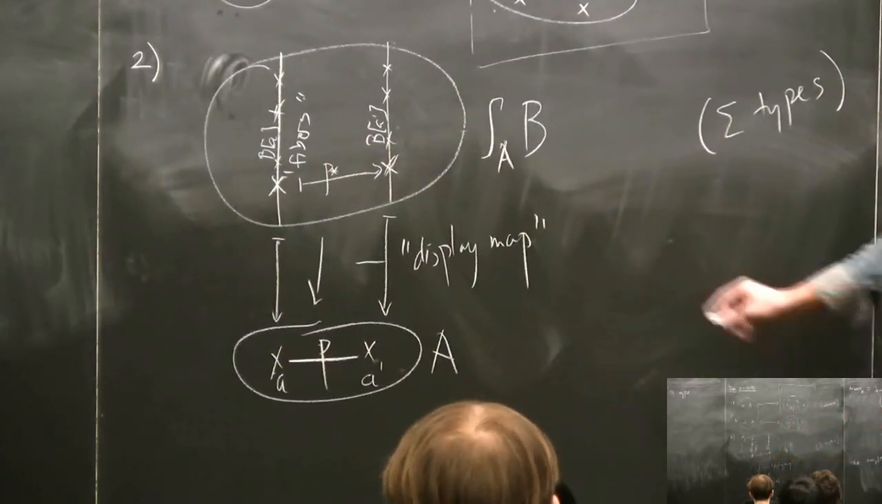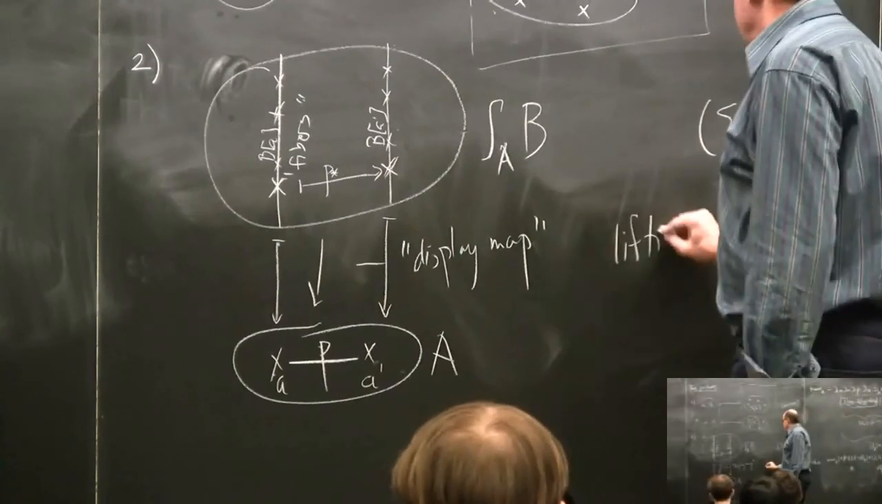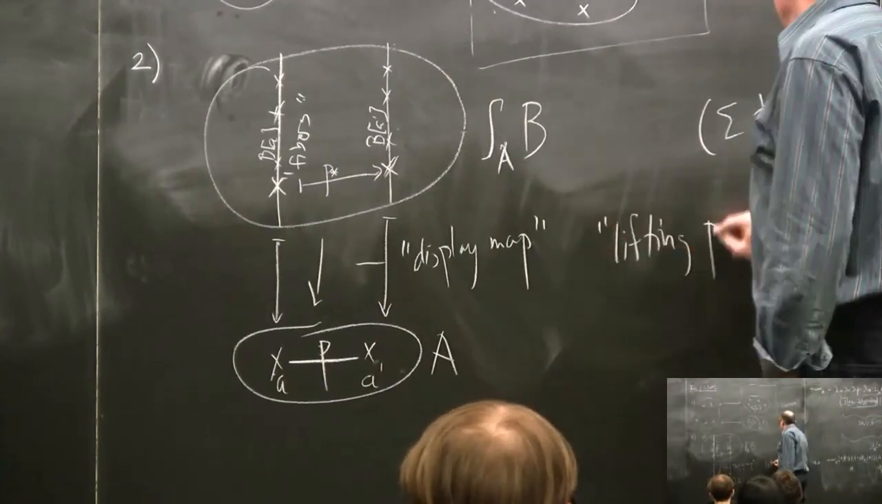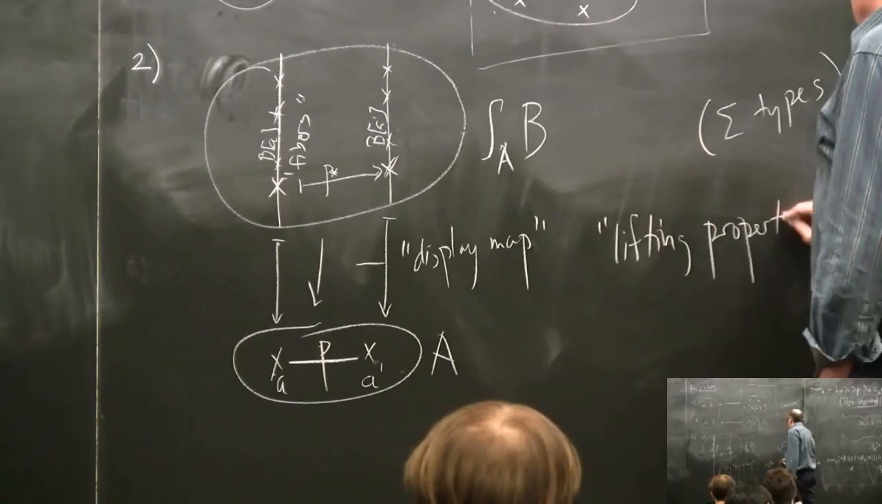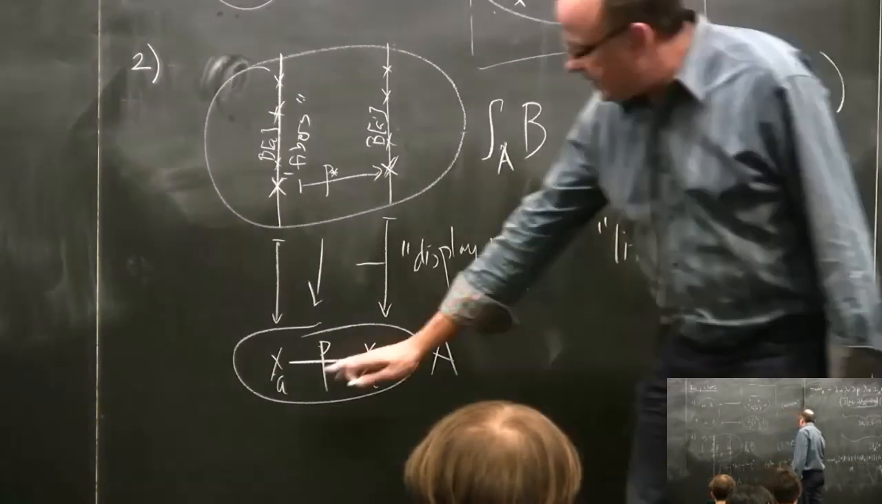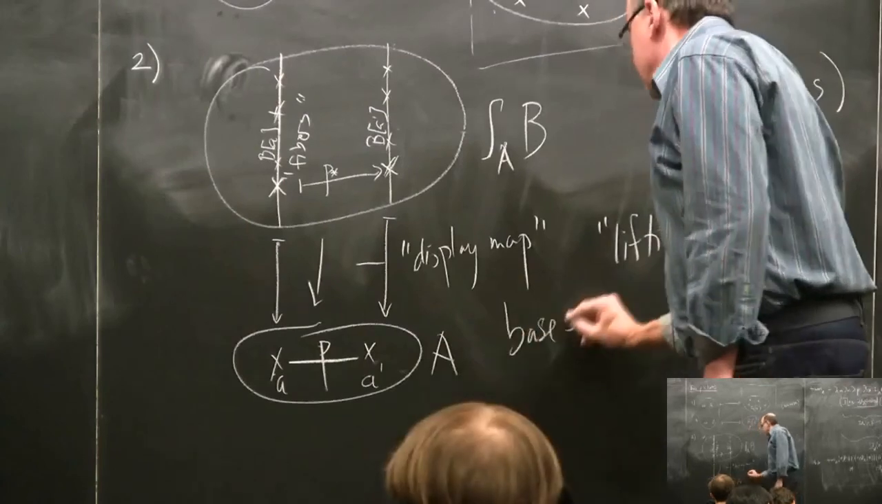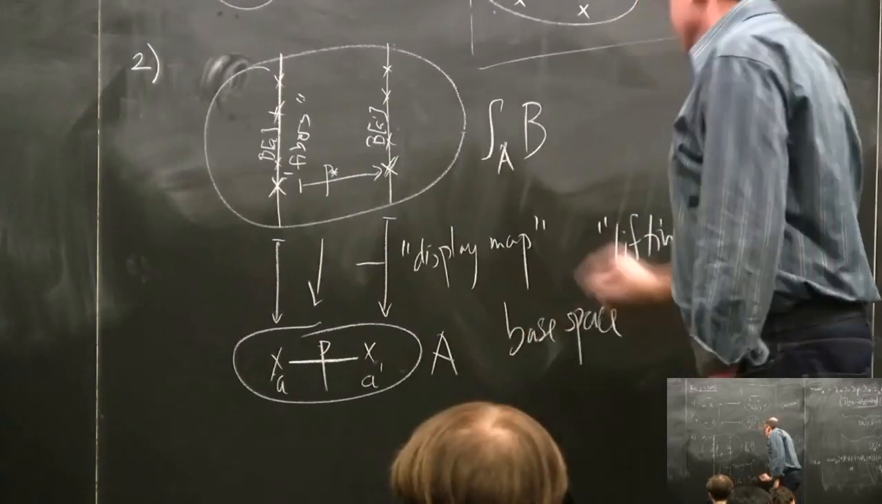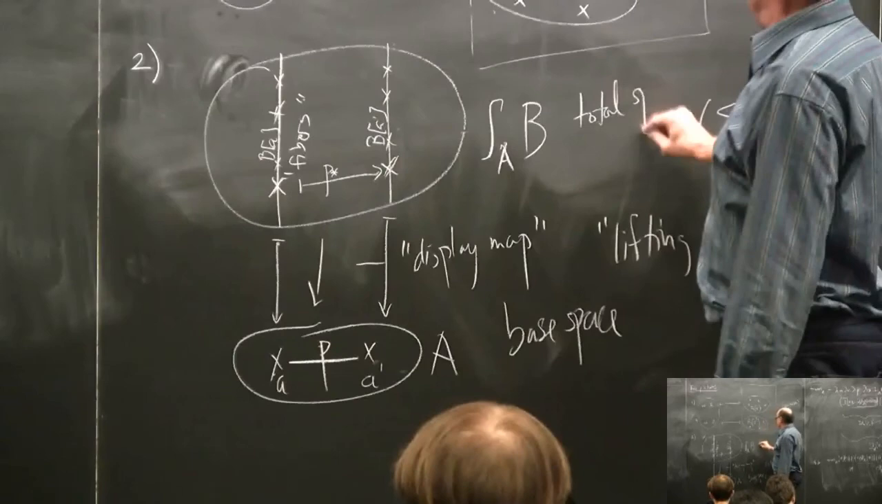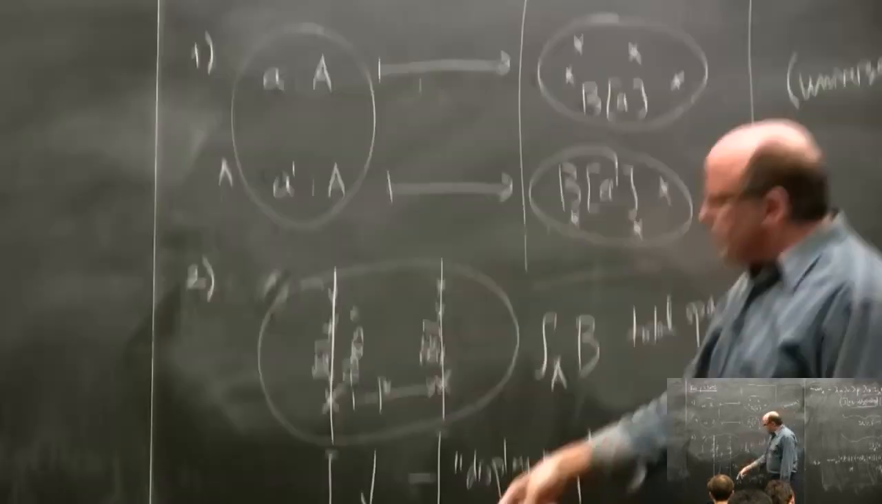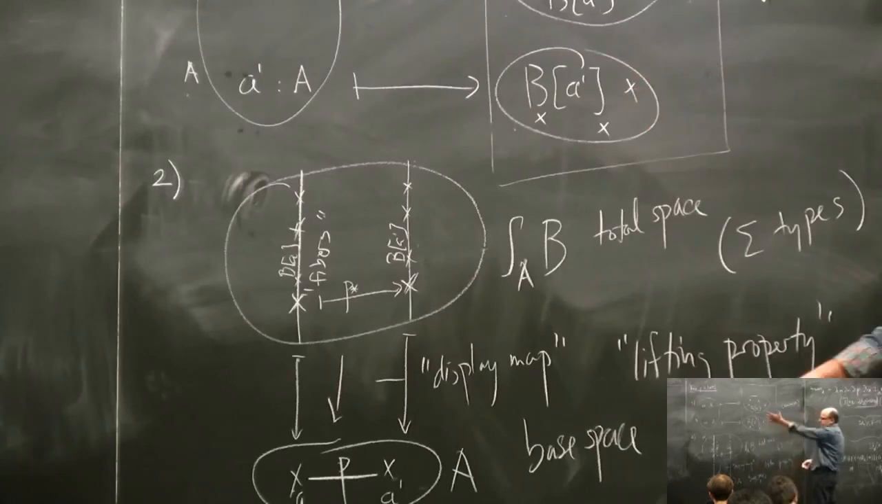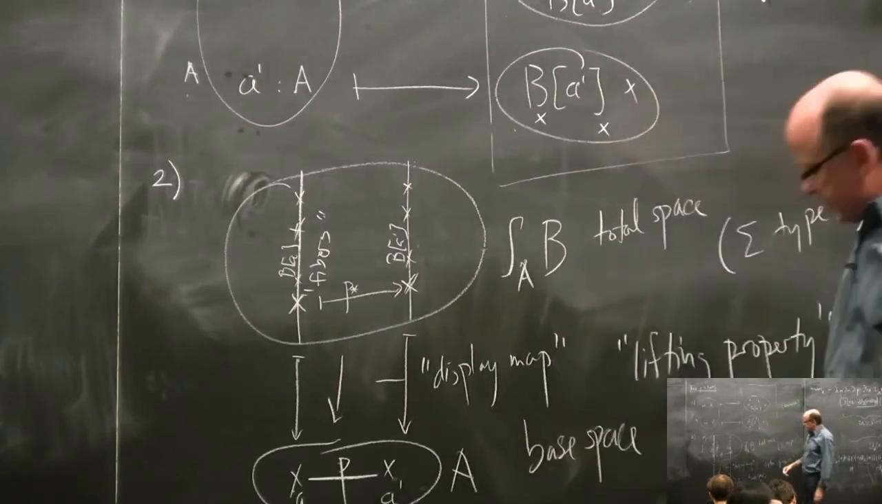Okay? And that is called a lifting property, because I'm lifting the path in the base space. So this is, by the way, called the base space. This is called the total space because I'm summing it all up. The display map will have the characteristics of a fibration, which I'm going to explain in a minute.